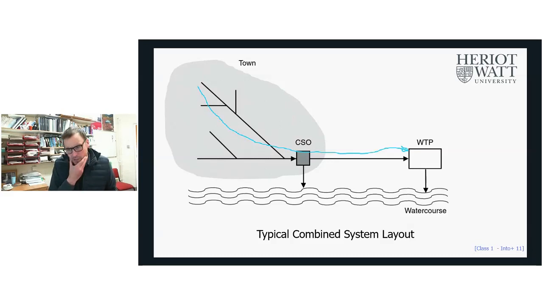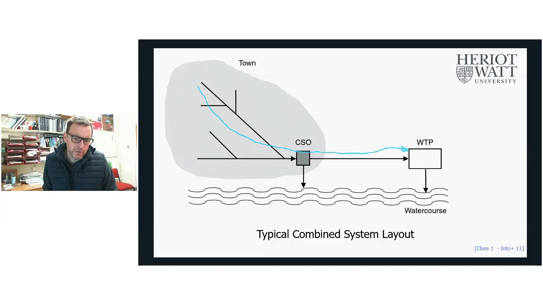Now, the issue we have is that when it rains, if the capacity of the network's exceeded, then what would happen is you would get flooding. And of course we don't want flooding because that's a big negative thing, and people don't like mixtures of rainwater and sewage coming into their house or into their garden. By and large, they're not very keen on that.